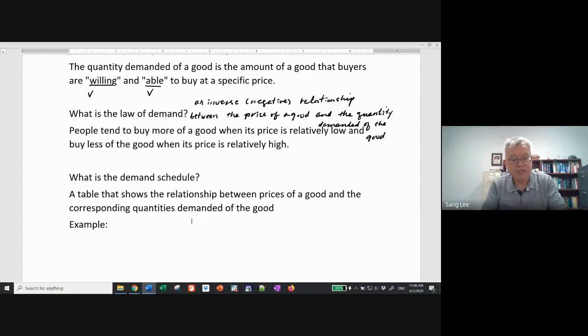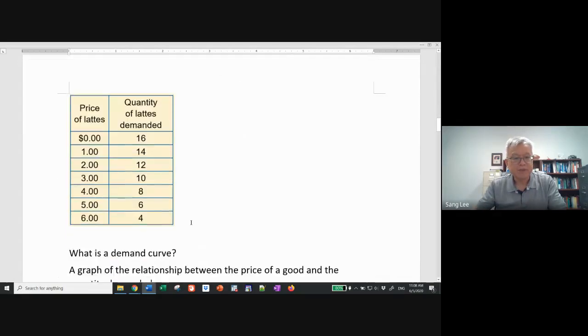So what is the demand schedule? Well, we don't really often use the demand schedule, but we're going to briefly talk about this. It is a table that shows the relationship between prices of a good and the corresponding quantities demanded of the good. So look at this table. Here we have two columns. The first column shows the price of lattes, and the second column shows the number of lattes demanded.